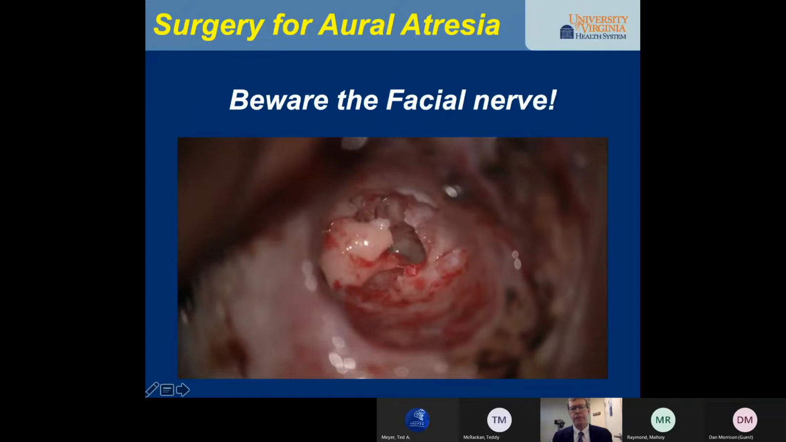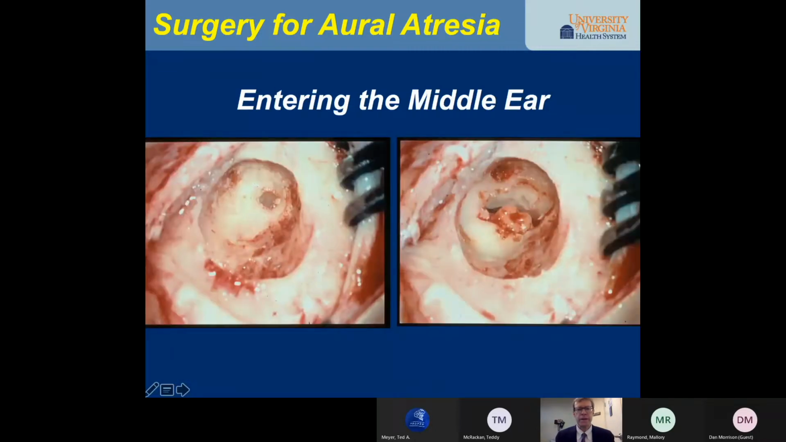All right, so now I've drilled all the atretic plate, and drilling down in this posterior inferior quadrant, the facial nerve can come up on you very, very fast. And so I always take care to drill a little bit and look, drill a little bit and look, because you can get a very tight second genu. So here's the tympanic facial nerve, comes around right here, and it's very lateral and anterior near where I'm drilling this last bit of the atretic plate, and that's the facial nerve. So beware.